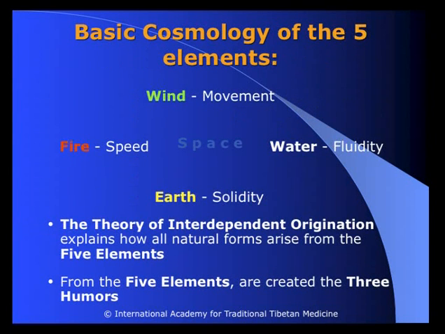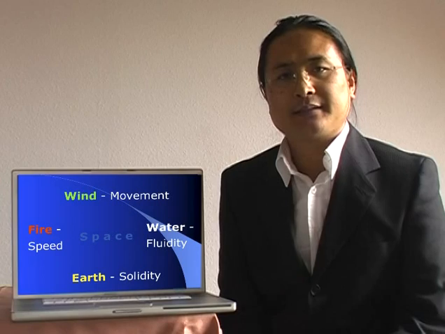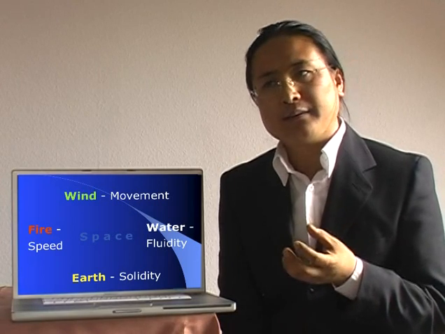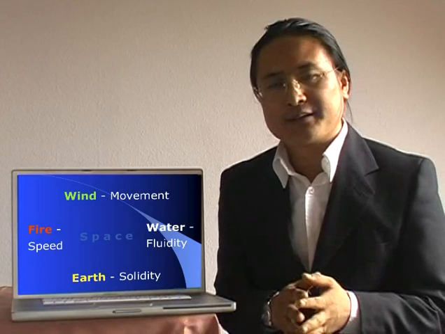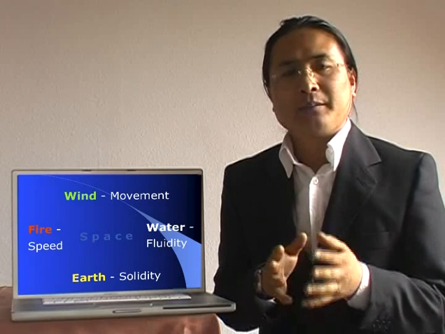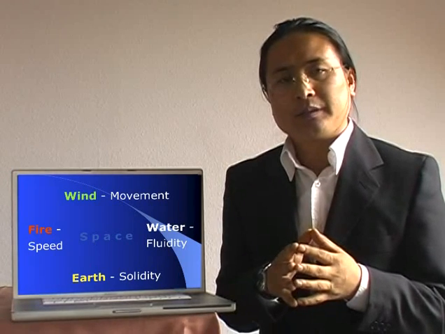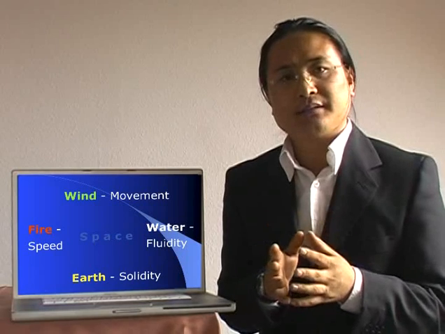Here we see the basic cosmology of the five elements. In traditional Tibetan medicine we speak of these five elements. First is space, then wind energy, then fire energy, then water energy, and last is the earth element. The first element is space. Space means emptiness, which offers the opportunity for other types of elements to exist. And the quality of emptiness is present in all existence.